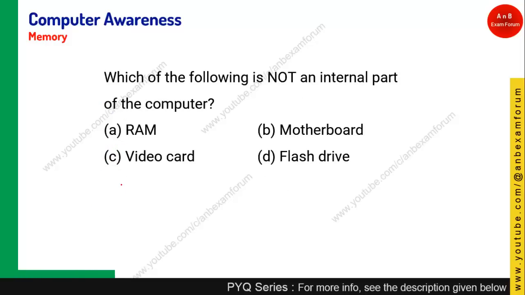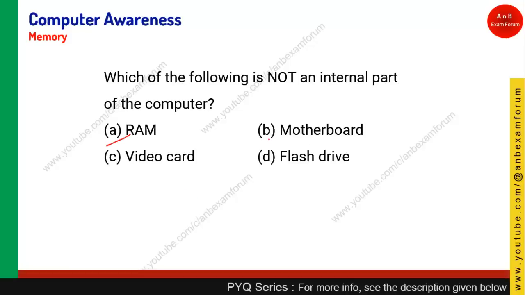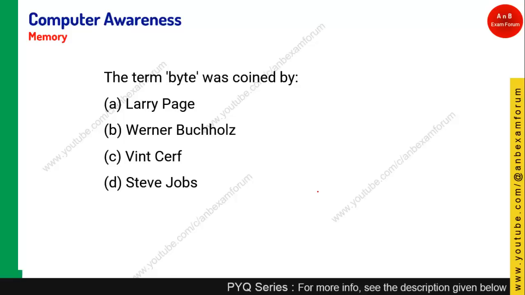Coming to the next question, which of the following is not an internal part of a computer? RAM is an internal part of the computer, motherboard is an internal part of the computer, video card is an internal card, whereas a flash drive, which is commonly known as a pen drive, is basically external to the PC. So these are not part of the internals of the computer. So option D is the right answer.